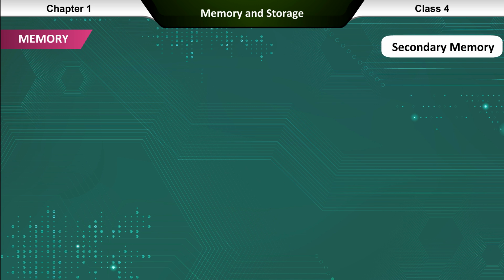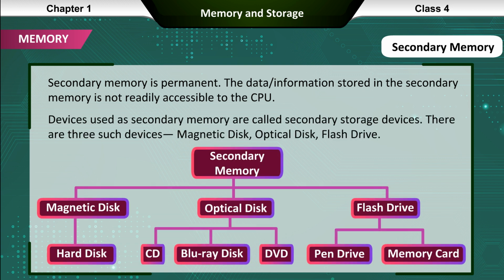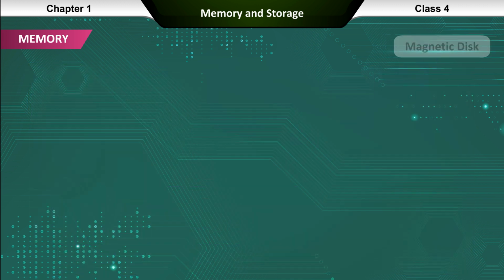Secondary memory. Secondary memory is permanent. The data information stored in the secondary memory is not readily accessible to the CPU. Devices used as secondary memory are called secondary storage devices. There are three such devices: magnetic disk, optical disk, flash drive.